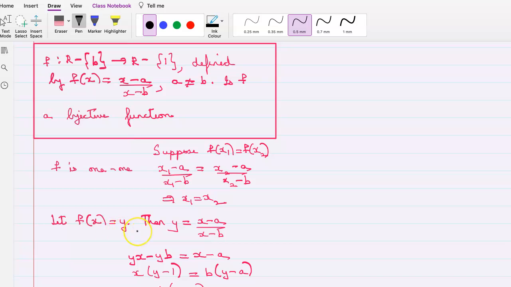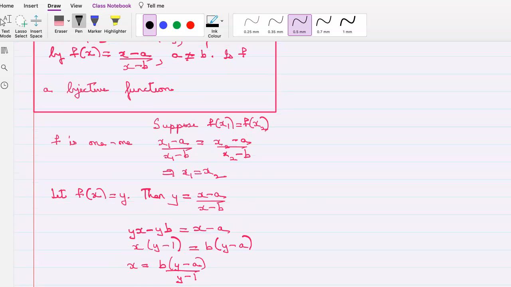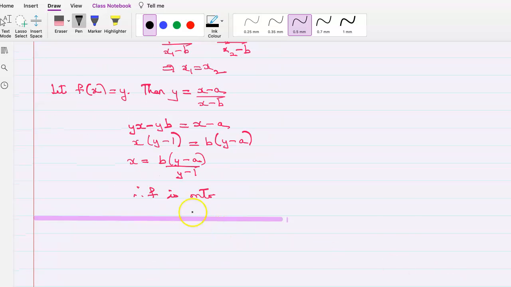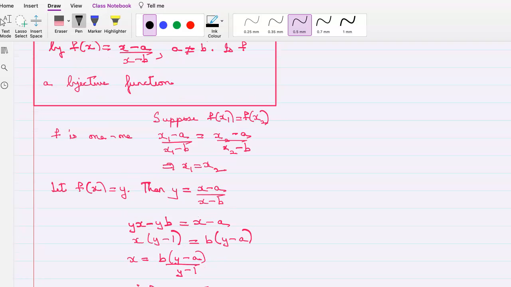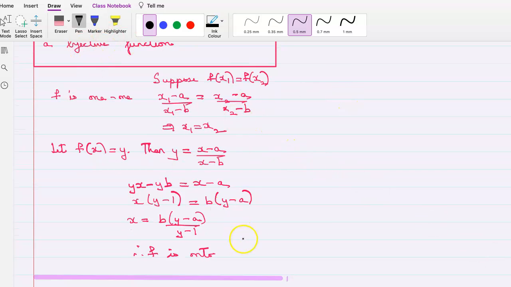And suppose f(x) equal to y, then y equal to (x minus a) by (x minus b). So we are checking for onto here. So when you simplify, you get x equal to (b y minus a) by (y minus 1), which will exist because your codomain is R minus {1}. So y not equal to 1. So it is onto. So yes, f is a bijection because it is 1 to 1 and onto. So you will write that your answer is yes, it is a bijection.